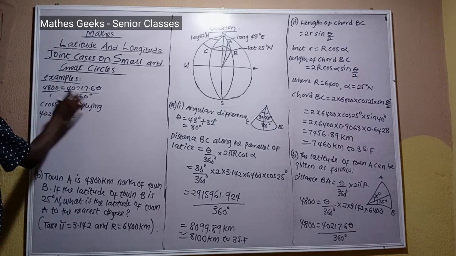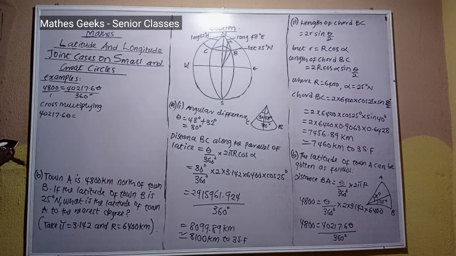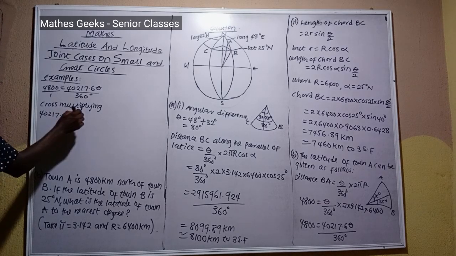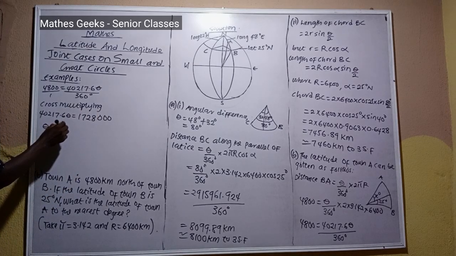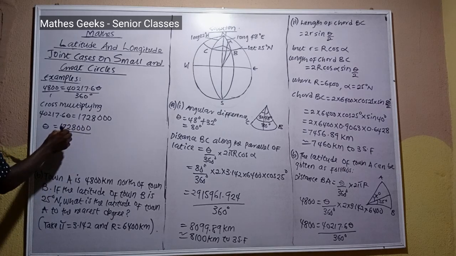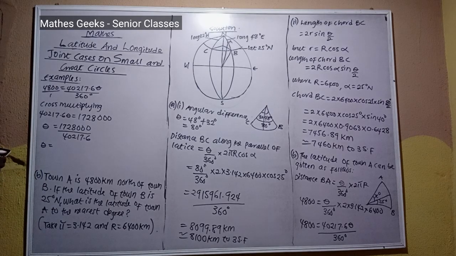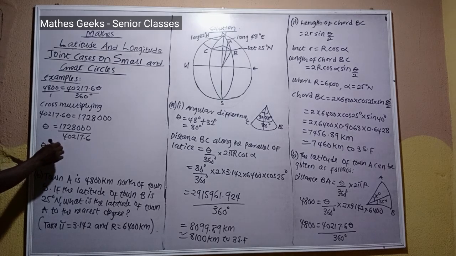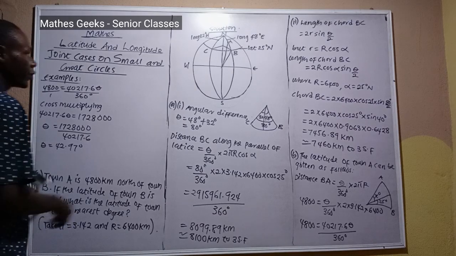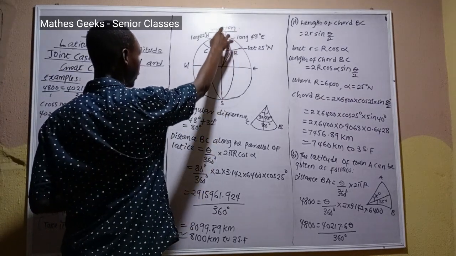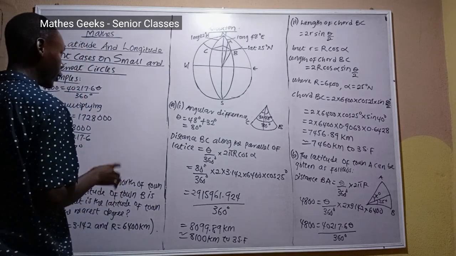40217.6 theta equals 360 degrees times 4800, which is 1,728,000. So theta is equal to 1,728,000 divided by 40217.6. Theta is equal to 42.97 degrees.